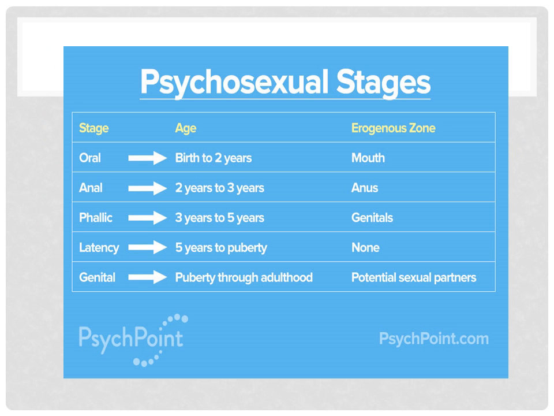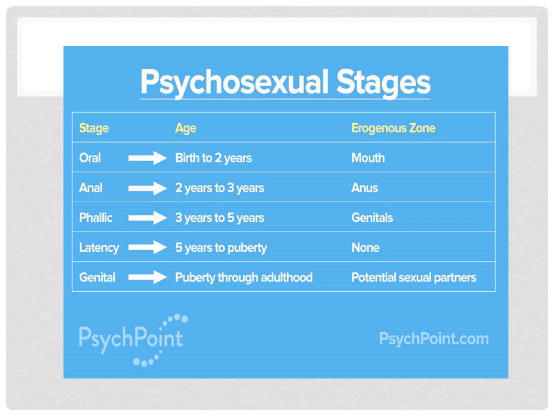All right, here we have the simplest presentation of the psychosexual stages. Thanks to PsychPoint for this image. Here we have five stages according to Freud: the oral, the anal, the phallic, latency, and genital. Let's go through them one by one.